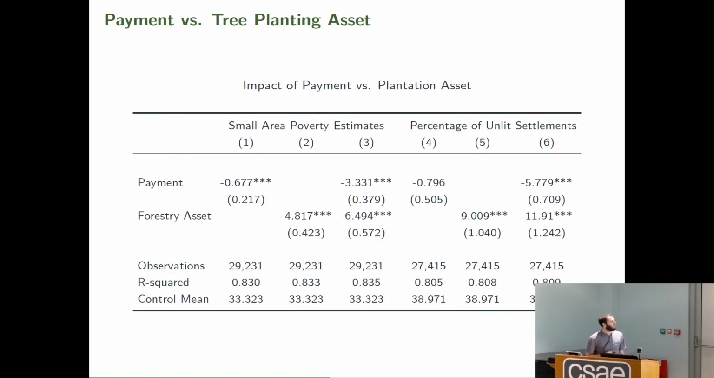So here we have, again, small area poverty estimates in columns 1 to 3, and then percentage of unlit settlements in columns 4 to 6. And then we phase them in at different times. But in 3 and 4, we run regressions with both of these at the same time. And we can see that the payment and the forestry asset are both significant. They play complementary roles in reducing poverty and unlit settlements, and the magnitude for the forestry asset is larger.